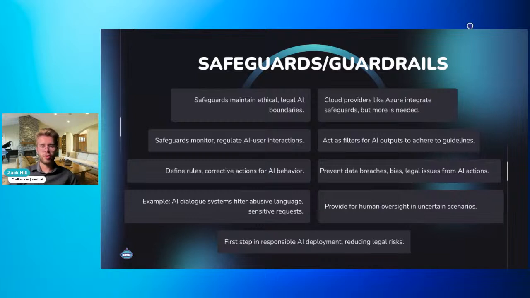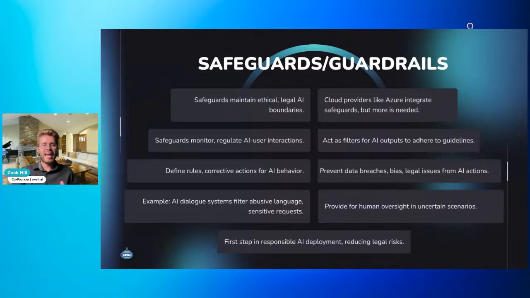So the first way to maintain control over AI applications is through safeguards. Now, safeguards ensure that your AI applications adhere to predefined ethical and legal boundaries. Many cloud hosting providers, including Azure, have integrated these safeguards directly into their platforms, offering protections right from the outset, but that's never enough. Safeguards in AI function as comprehensive checks and controls that monitor and regulate the interaction between users and AI applications. They are designed to prevent the AI from generating or acting on outputs that might contradict organizational policies, ethical standards, or legal regulations.